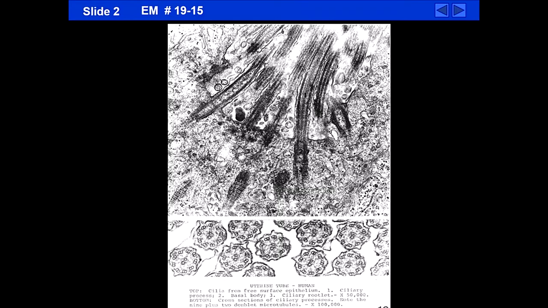So here we have an electron micrograph of cilia in longitudinal section up here and in cross section down here. In longitudinal section, we can make out these long strands of the microtubules, and we can also make out a basal body. Remember basal bodies, which is basically a centriole, which has the microtubules arranged as triplets. That's the basal body. So the basal body nucleates the cilia, and in cross-section we can see the cilia has the 9+2 arrangement of microtubules. Any questions on this one?